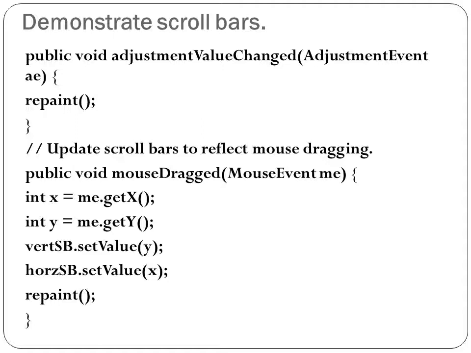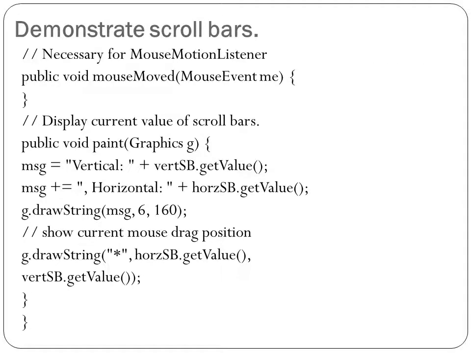Whenever the scroll bar arrow is pressed or page up or down is made, the adjustmentValueChanged method will be invoked. It will in turn call the repaint method. And whenever you drag the mouse, the mouseDragged method will be invoked. So you have to define that method, and we are retrieving the position of the mouse, the horizontal position and vertical coordinate.